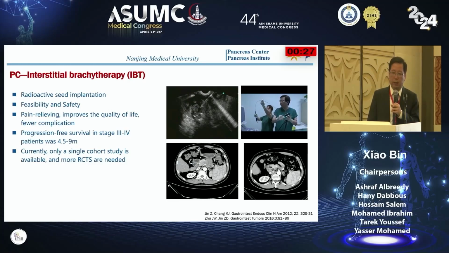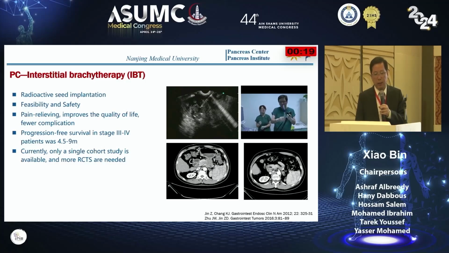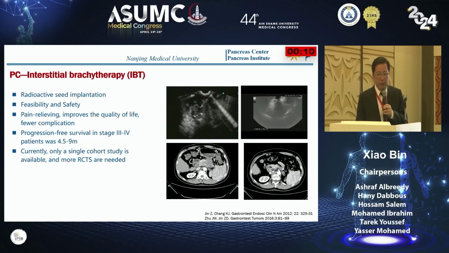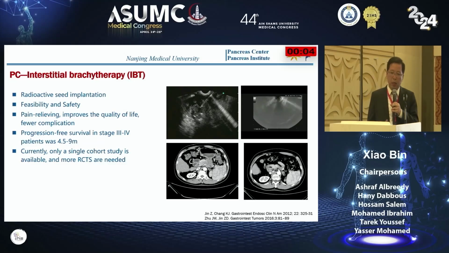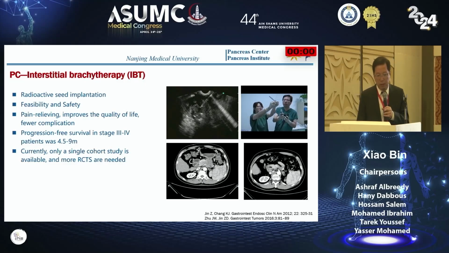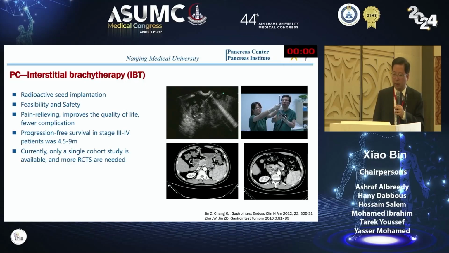Another treatment is interstitial brachytherapy, which we have been doing for nearly 10 years. It is mostly radioactive seed implantation, using EUS FNA. The feasibility and safety have been proved in the literature and in our experience. Currently, it lacks RCT studies, and more studies are needed.